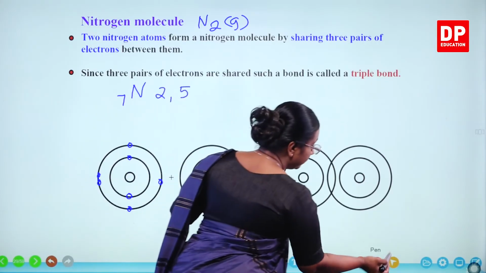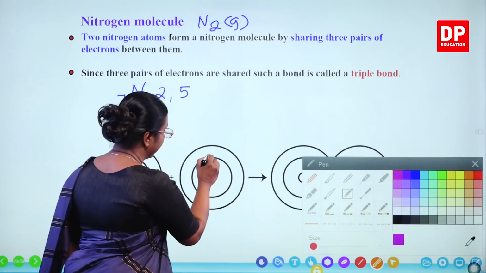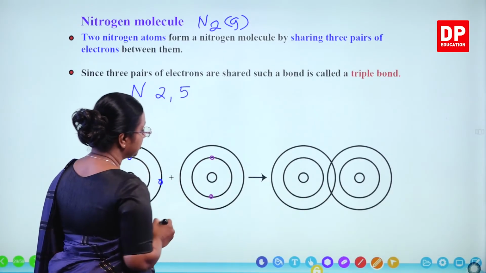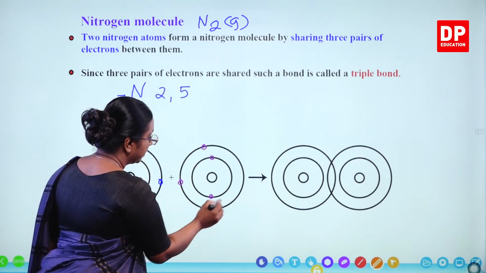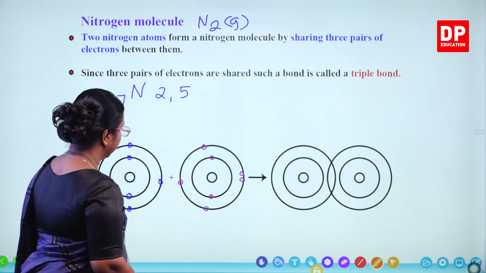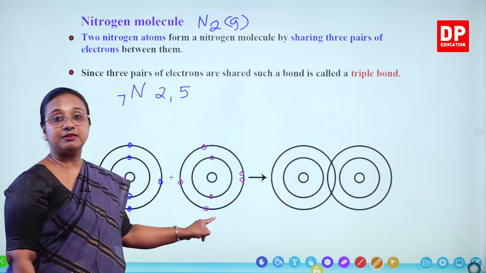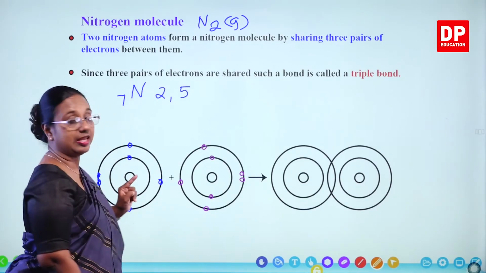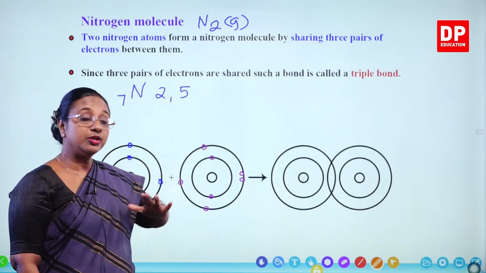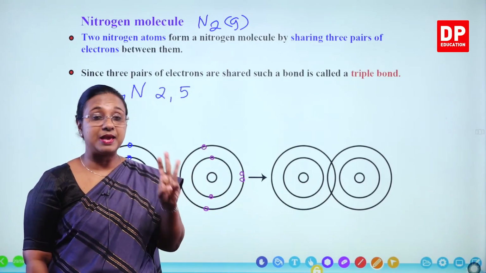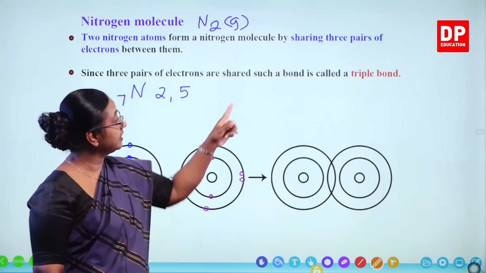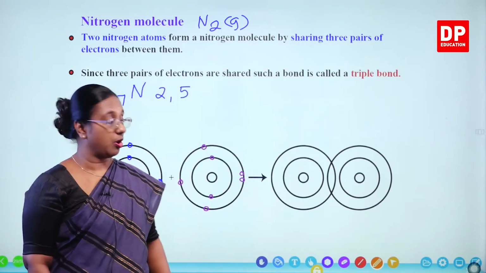Same goes for the second nitrogen atom as well. In the first shell, there are 2 electrons. And in the second shell, there are 5 electrons. So these 3 electrons bond with these 3 electrons. So a total of 6 electrons will be there. That means 3 pairs. So 3 bonds, that is known as triple bonds.